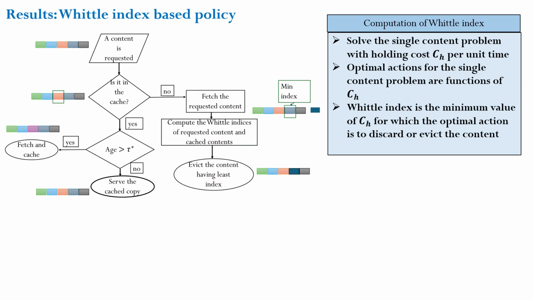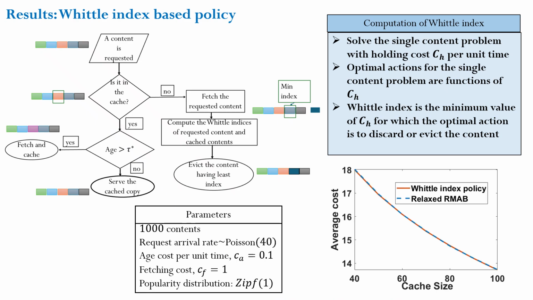Now how do we compute the Whittle index? We solve the single content problem with holding cost, and then we compute the Whittle indices from that holding cost. And we show that this Whittle index based policy performs almost close to the optimal policy.